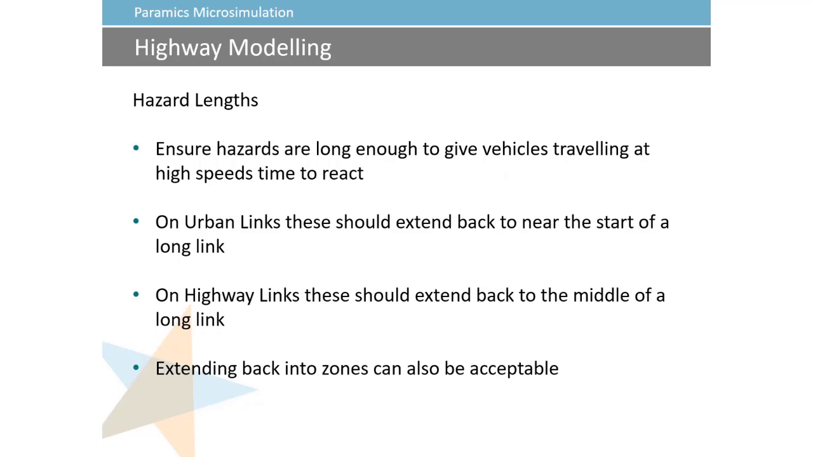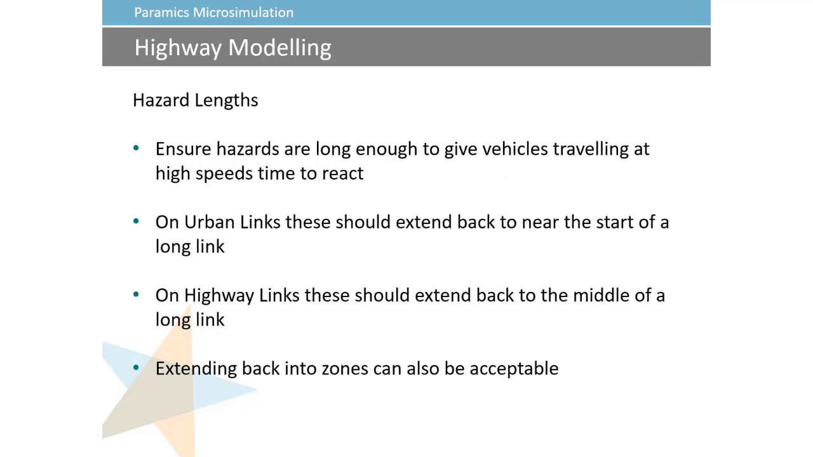So by that token, on urban links, you want to extend your hazards back to near the start of a long link. The reason you want a long link is because vehicle lane change behavior in Paramics is much better over links than it is over nodes. So you want to give the vehicles as much link space as possible to change lanes rather than over nodes. If you get a lot of vehicles changing lane at nodes, you can get phantom queuing.